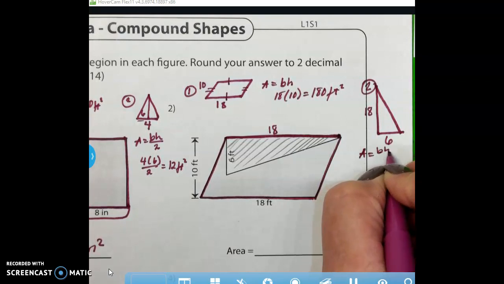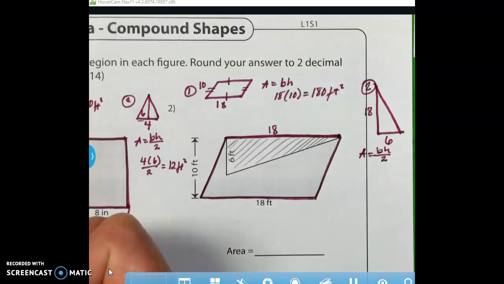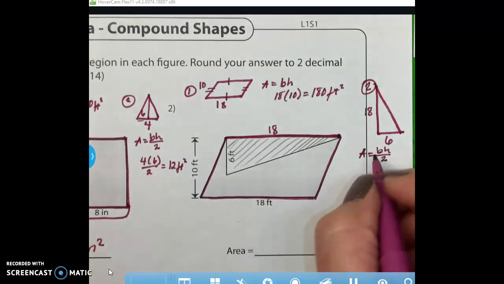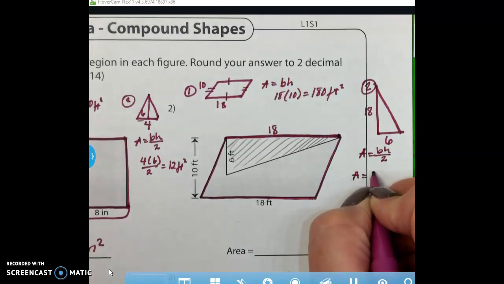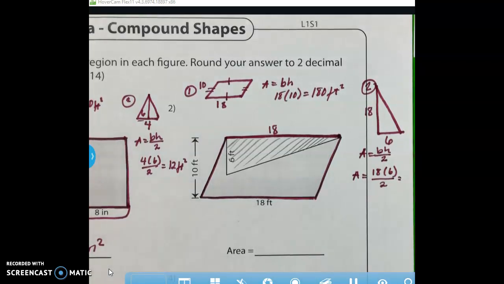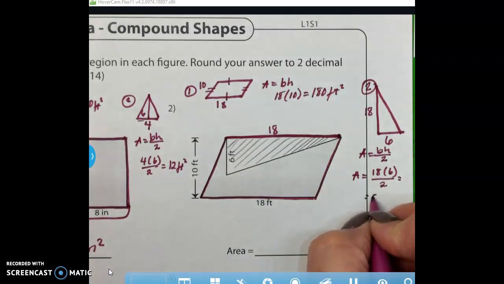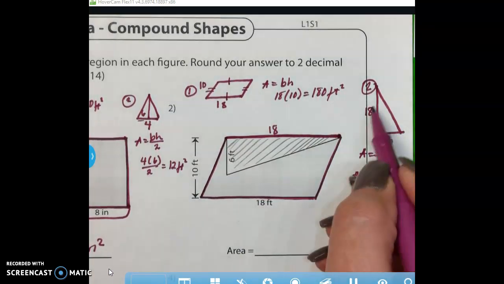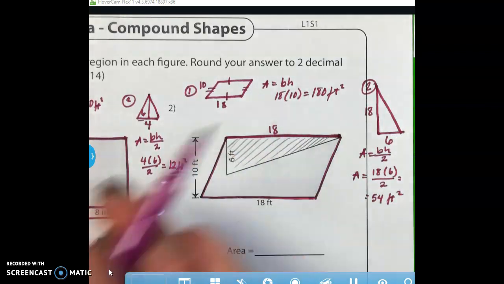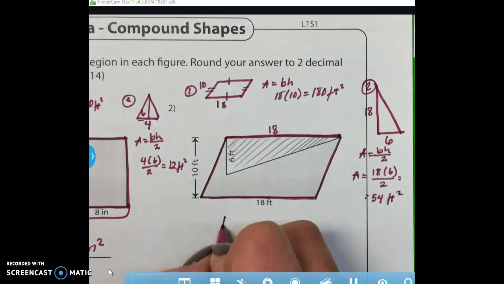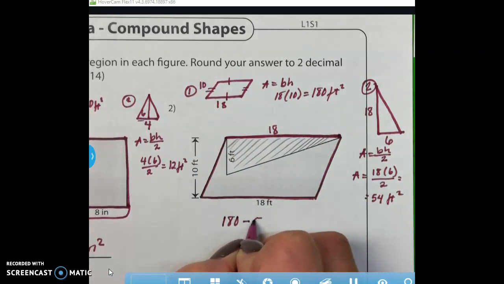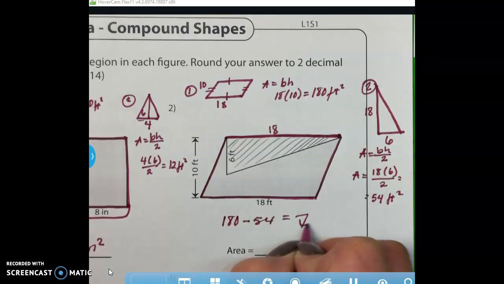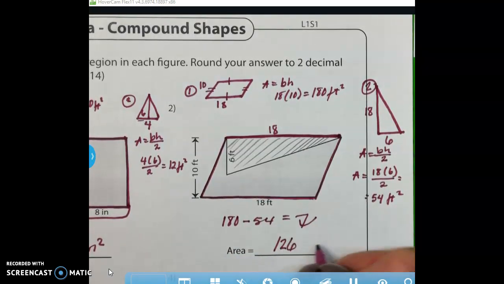Area is base times height divided by 2. From here we have 18 times 6 divided by 2. That will give us 54 square feet. Okay, so the triangle has been taken out of this parallelogram. So we're going to be subtracting. 180 minus 54 will give us 126 square feet.